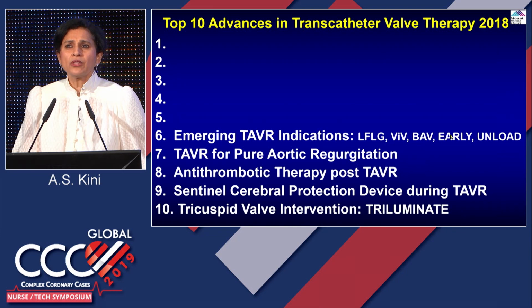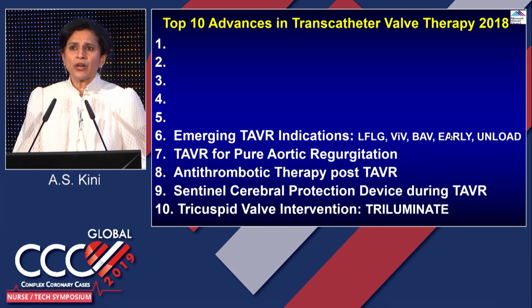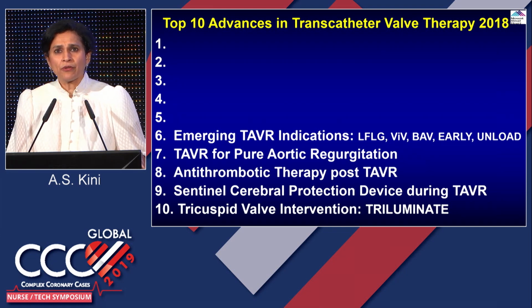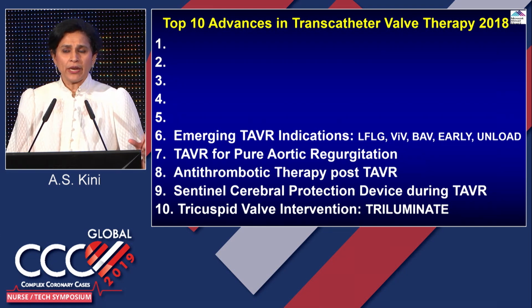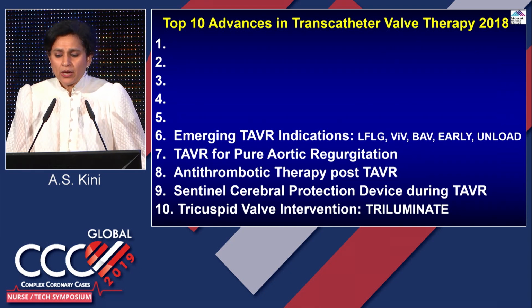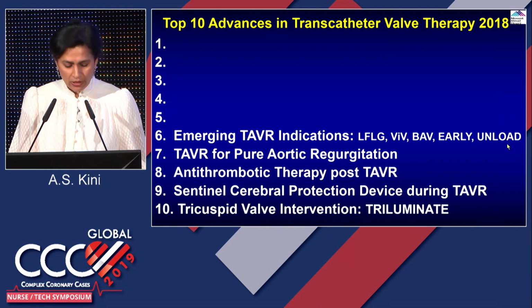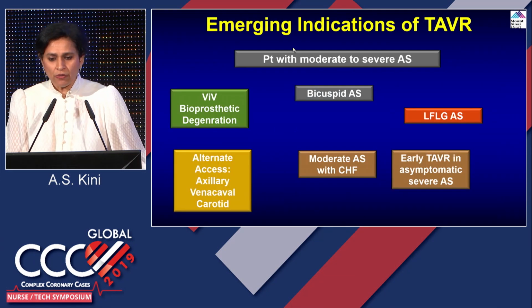What does early mean? Right now, the indications are you have aortic stenosis and you need to have symptoms. There are patients who have severe aortic stenosis, which means your gradient in the echo is more than 40 millimeters, which is a mean. If it is more than that, but there are no symptoms, that's called early. Can we do something for them? So let's go over one by one.